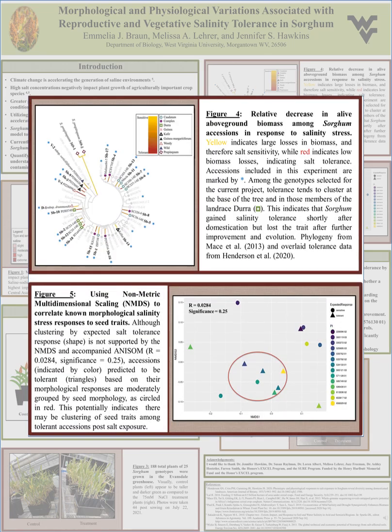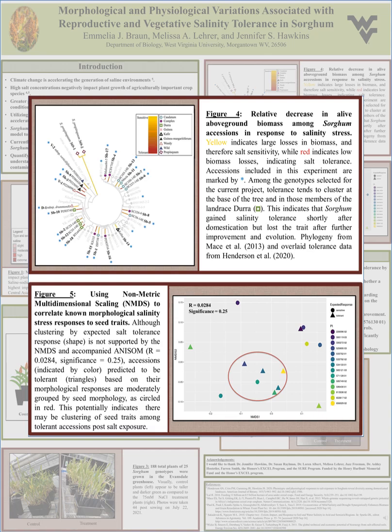Figure 4 shows sorghum's phylogenetic tree as well as known salt tolerance values from Henderson et al. Yellow indicates salt sensitivity, while red indicates salt tolerance. In general, genotypes towards the base of the tree tend to have higher tolerance values, while along the evolutionary line, sensitivity tends to increase. This is potentially because as sorghum has been continually domesticated and improved, this trait has been more or less lost.